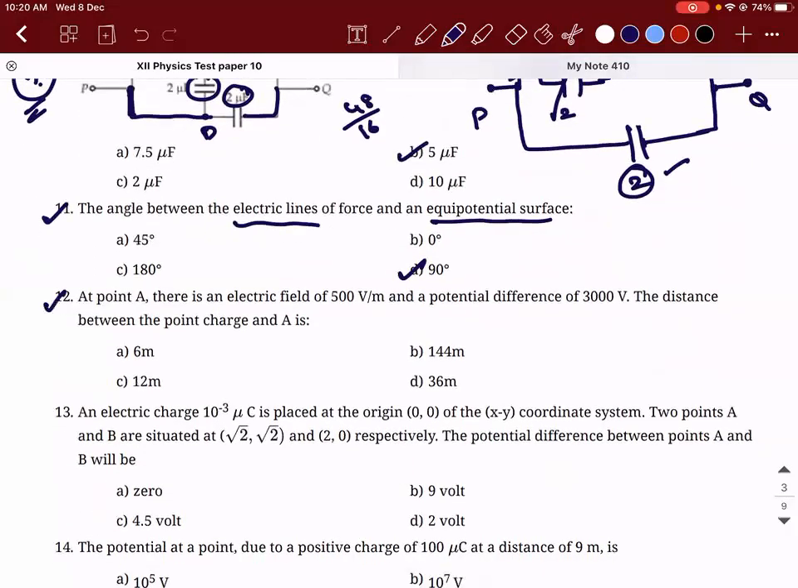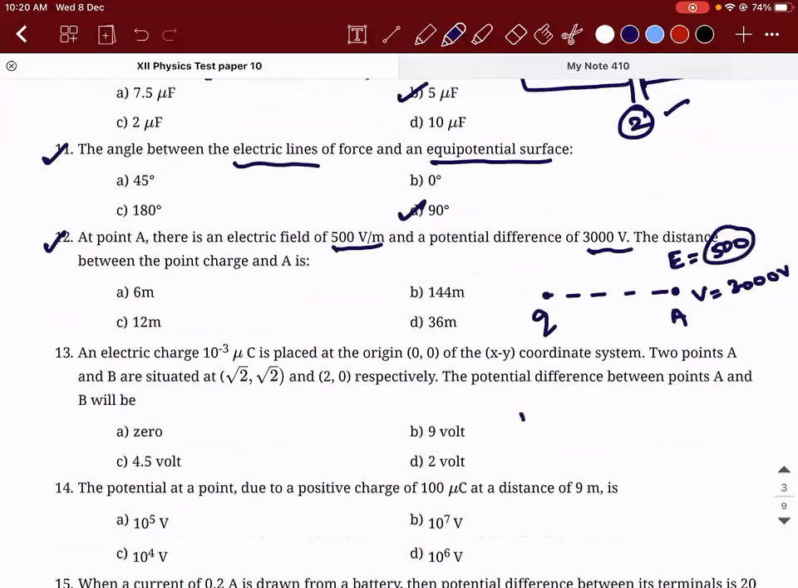12th. At point A, there is an electric field of 500 volt per meter and a potential of 3000 volt. The distance between the point charge and A. So there is a point charge Q and there is a point A. So at this point A, if you measure the electric field, it is 500. If you measure the potential, it is 3000 volt.